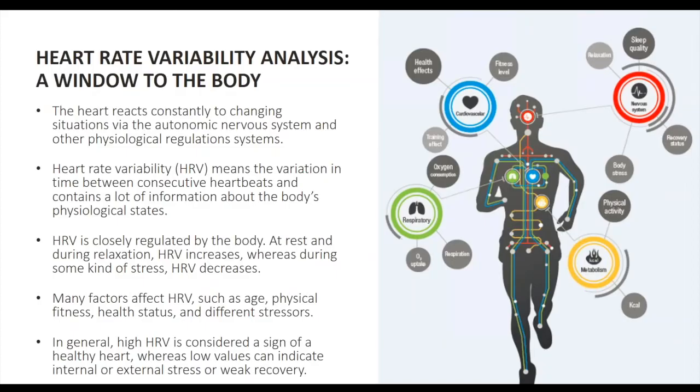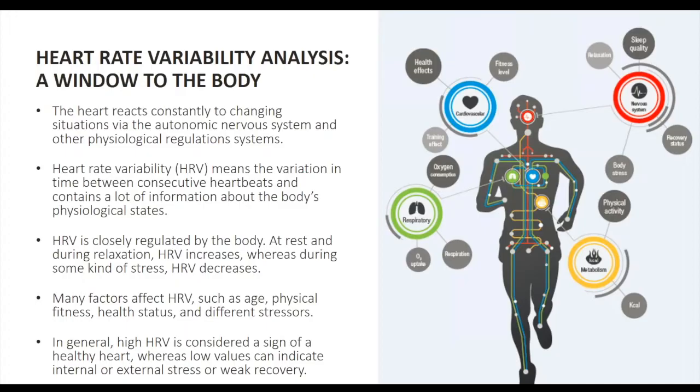The heart has to constantly react to various needs of life, to changing situations, and it does this via the autonomic nervous system and other physiological regulation systems. Heart rate variability means the variation in time between consecutive heartbeats, and it contains a lot of information about the body's physiology. Basically, we look at heart rate variability as a window into the body, what's happening inside. Heart rate variability is closely regulated by the body and what the body does.